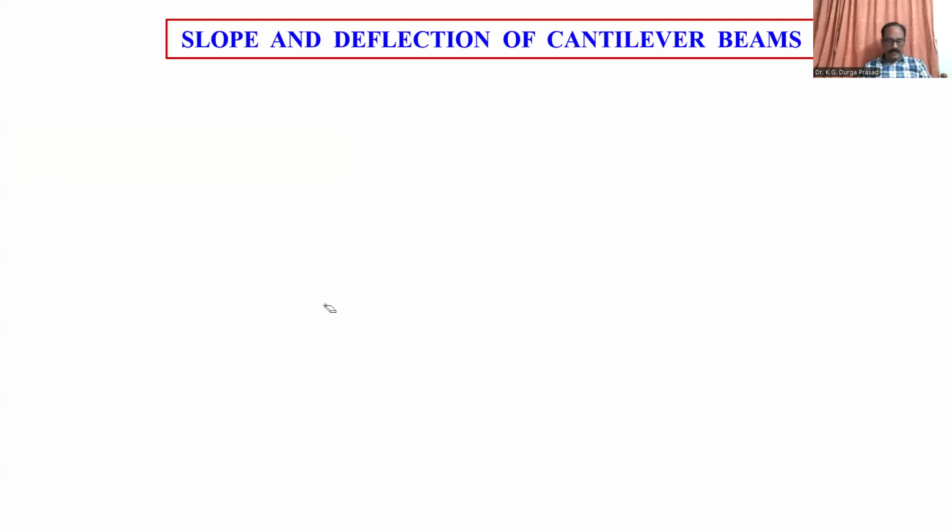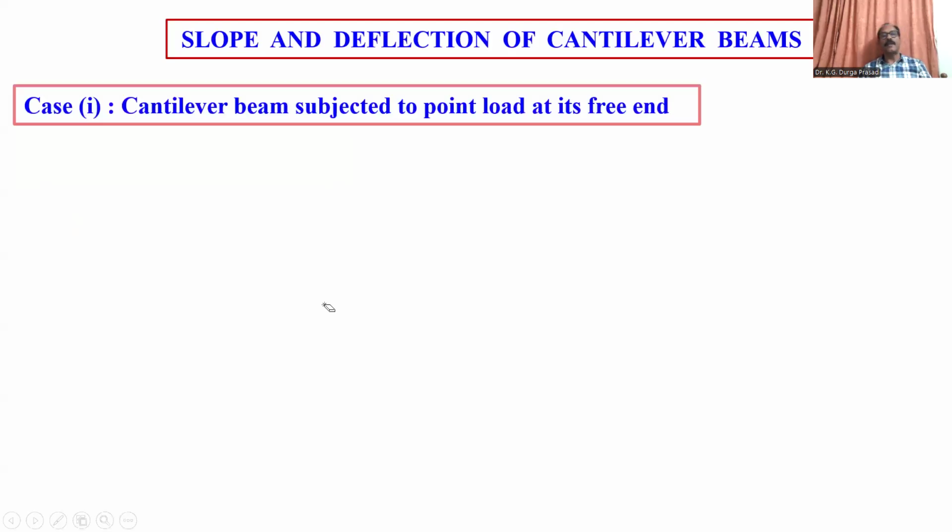Here, for understanding of this methodology, I have taken a simple case. What is the simple case? A cantilever beam subjected to a point load at its free end. That means you see that it is a cantilever beam. It has a fixed end and a free end. Where is the load? The load is acting at the free end.